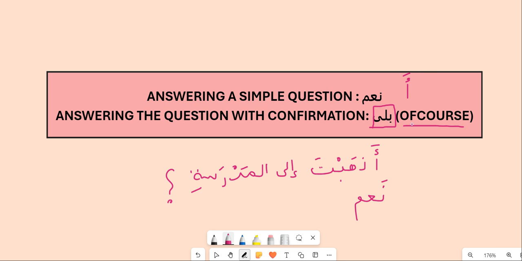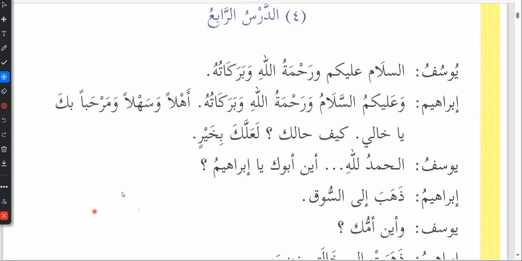Now let's do lesson number 4 in the Madina book. Starting with lesson number 4, Ad-Dars al-Rabi. So this is a conversation between Yusuf and Ibrahim after exchanging the Islamic greetings, Assalamu alaikum wa rahmatullahi wa barakatuh. Then wa alaikum assalam wa rahmatullahi wa barakatuh. Ahlan wa sahlan wa marhaban bik. Ahlan wa sahlan means welcome. Wa marhaban means greeting to you.